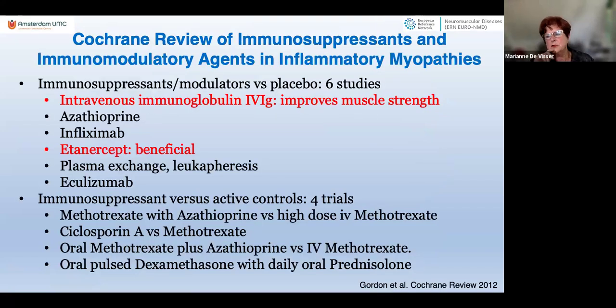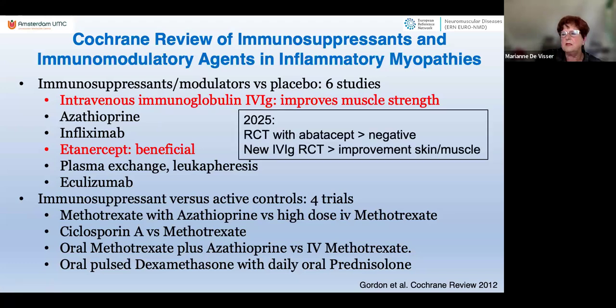More than 10 years ago, a Cochrane review has been conducted. And you see here all the medications and combinations of medications. They found that only intravenous IVIG improves muscle strength, and that etanercept, which is a TNF-alpha inhibitor, might be beneficial. For all the other medications and combinations of medication, there was not enough evidence.